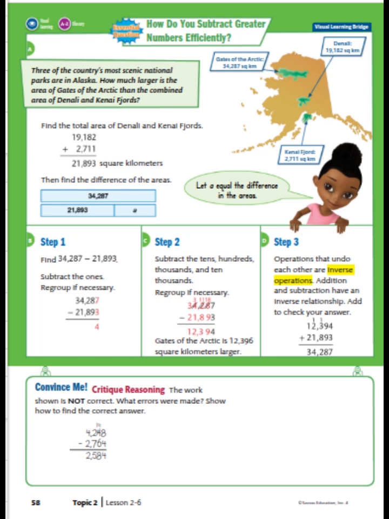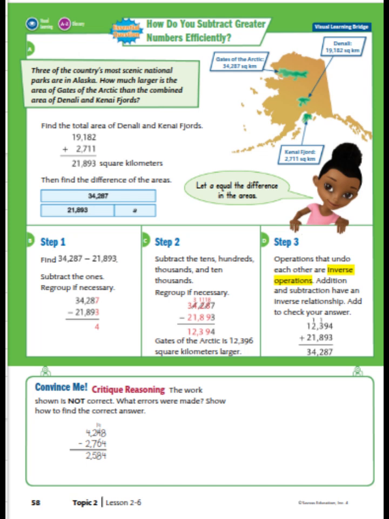And now let's move on to the thousands place. 3 minus 1 is 2. We didn't have to do any regrouping to solve that one. And 3 minus 2 in our 10,000s place is 1. Our final answer is that Gates of the Arctic is 12,396 square kilometers larger than the Kenai Fjords and Denali parks combined.